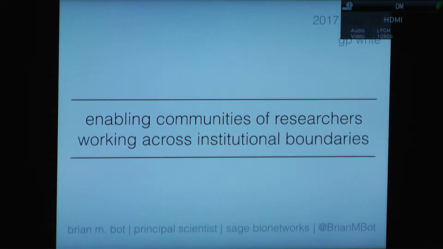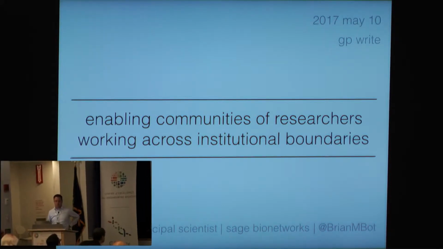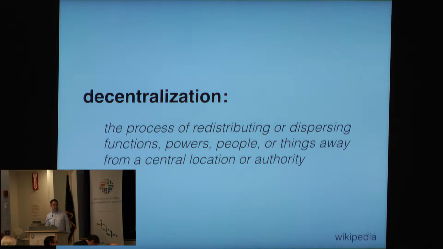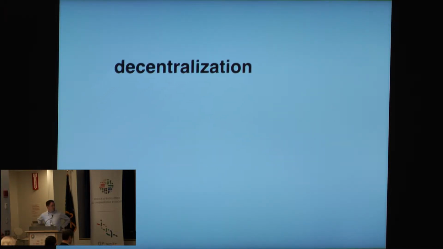I'm a principal scientist at Sage Bionetworks, and I was asked to come and talk briefly about our experiences enabling communities of researchers to work together across institutional boundaries. But really what's at the core of this is the concept of decentralization. This definition comes from one of the shining examples of decentralization, Wikipedia. Decentralization is the process of redistributing, dispersing functions, powers, people, or things away from a central location or authority.